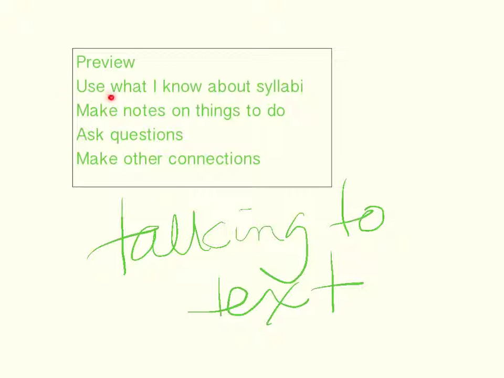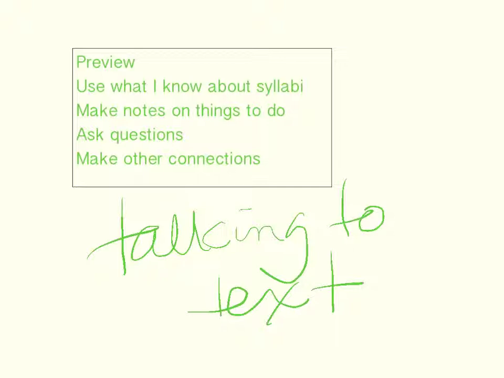Then I use what I know about syllabi. So I think about all the different individual syllabuses or syllabi I've read in my life, and I think, what do I know about them? What can I predict will be in them? What do I think is going to be different maybe in this one? What should I look out for that I know I've got to make sure I get? Like there's some important information.